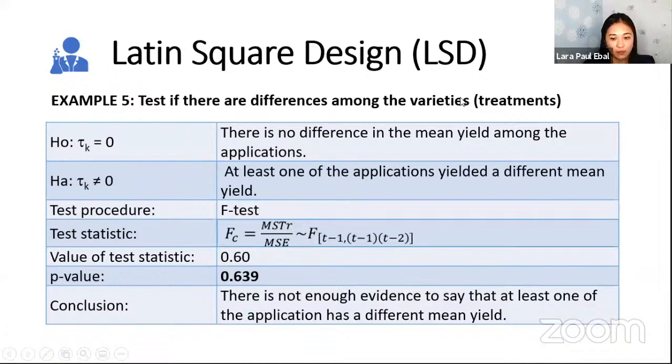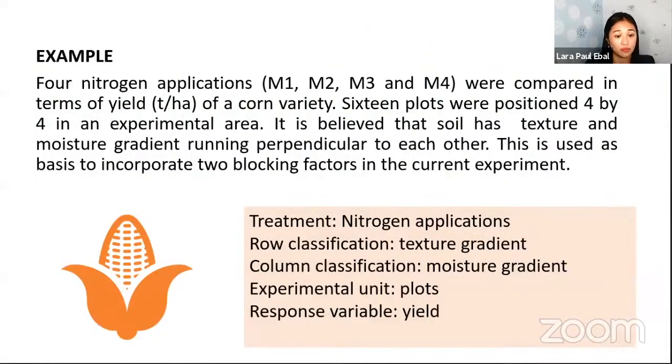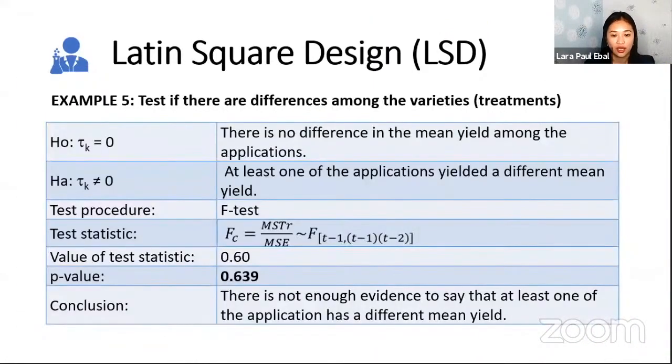Okay, correction lang po, ito po ay formulations. Kasi yung example natin ay nitrogen applications. So dito po ay among nitrogen applications, hindi po varieties. Okay, so there is no difference in the mean yield among applications. So that's your H0, no difference. Then HA, at least one of the applications yielded a different mean yield or result.